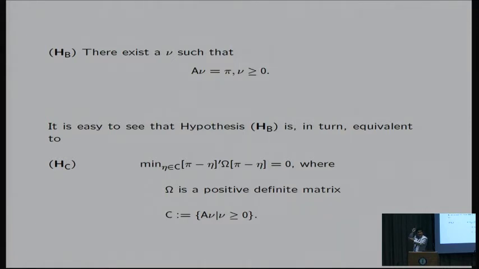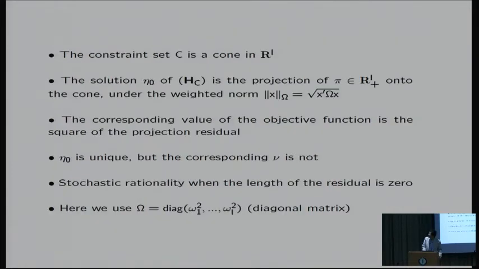If pi is inside of the cone, then pi is rationalizable. And if pi is outside of the cone, it's not. It's as simple as that. And then if you want to do statistics with it, one natural thing to do is project pi on this cone and take the distance between pi and this cone. If this distance is positive, then it's a rejection of the random utility, I mean the stochastic rationalizability, and if it's 0, it's not. And so that's what this is doing.